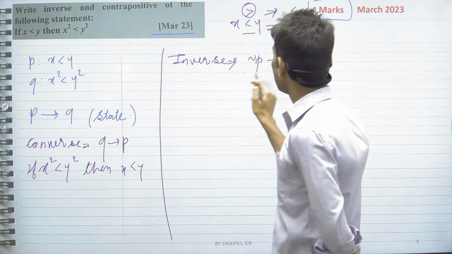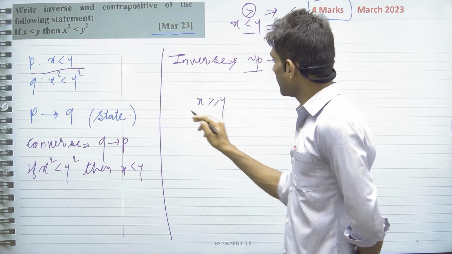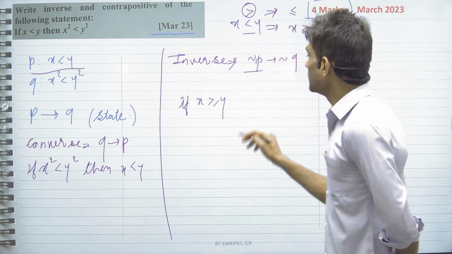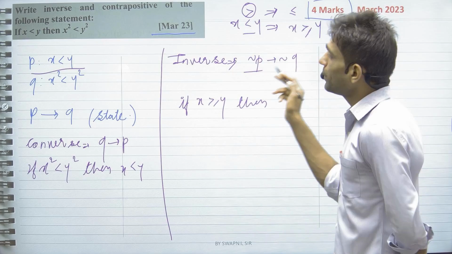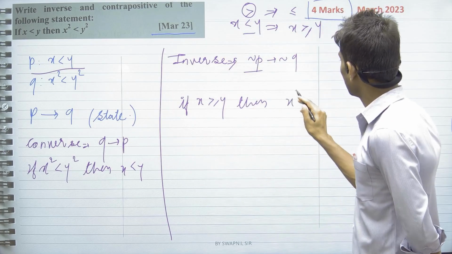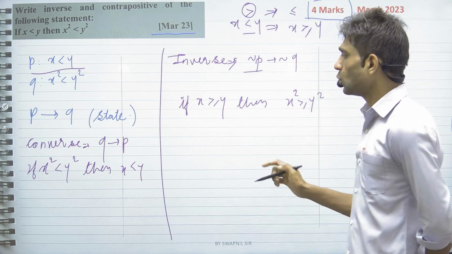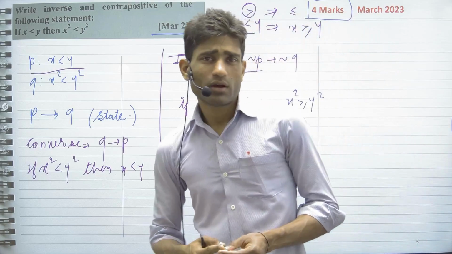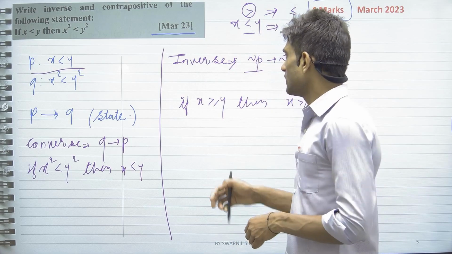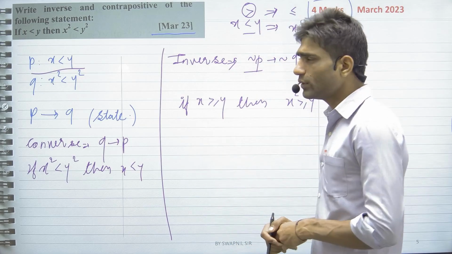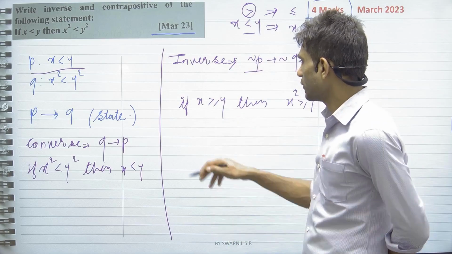So negation of P means the opposite of this, that means x greater equal y. If x greater equal y, then we write negation of Q. Negation of Q means x square greater equal y square. This one you need to understand. Instead of using the not word, we have to introduce some mathematical symbols. This will be good for our statements. If you use the not word, it's not looking good, and maybe you will get 0 marks. So be careful about this.